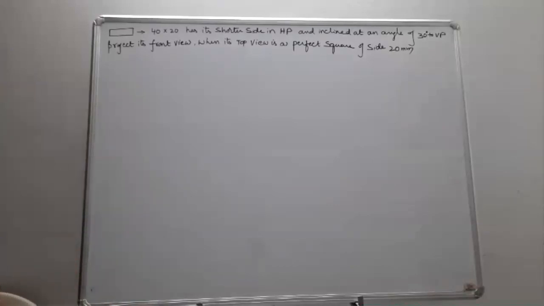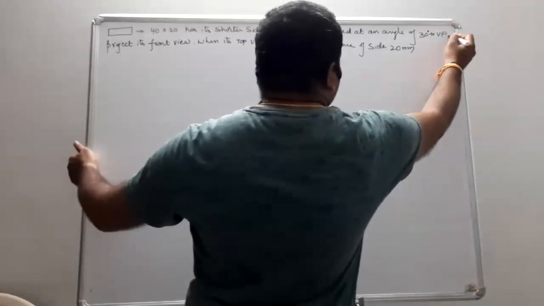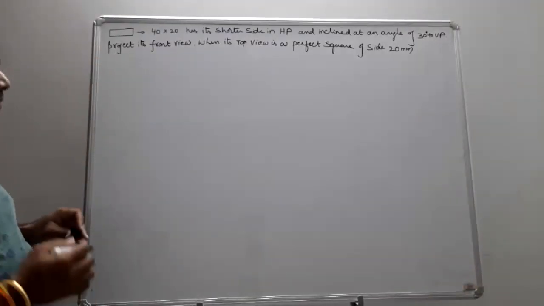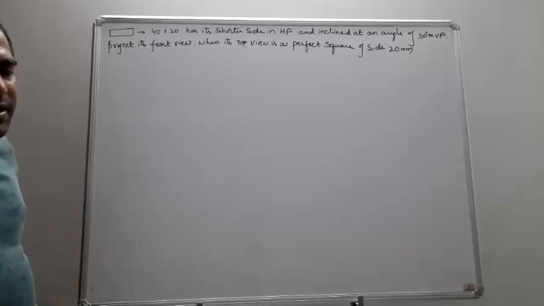Okay, so given a rectangular plate of side 40 by 20, such that its shorter side is in HP and inclined at an angle of 30 degrees to VP. Next, project its front view when its top view is a perfect square of side 20.